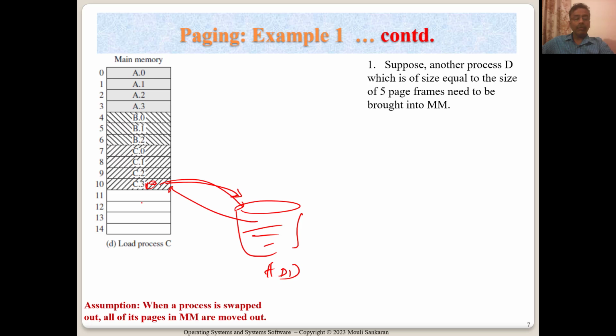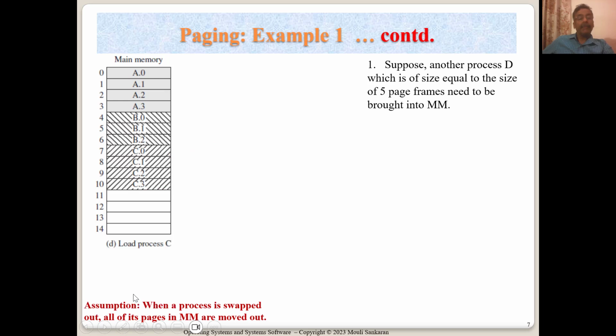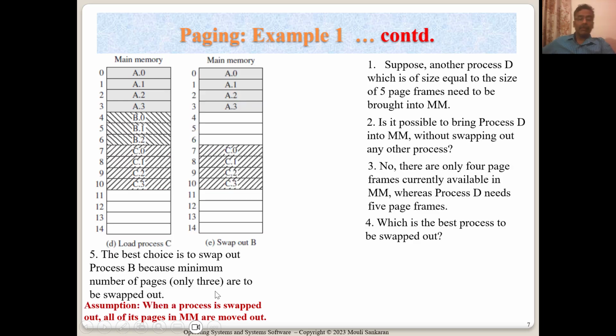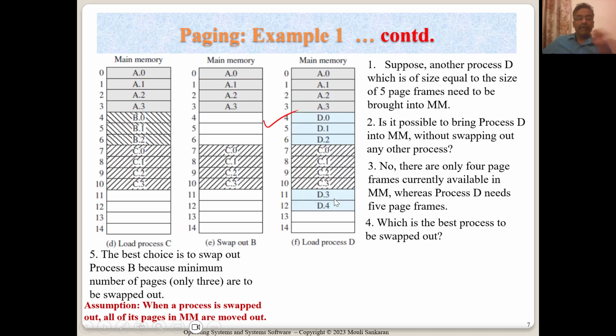Right now, if I am moving in some process D, I am moving out some other process. I can choose anything, but imagine that the OS is deciding based on some algorithm and decides to move out something from here. Okay, it has decided to move maybe B out of it, and then it is going to bring in D.